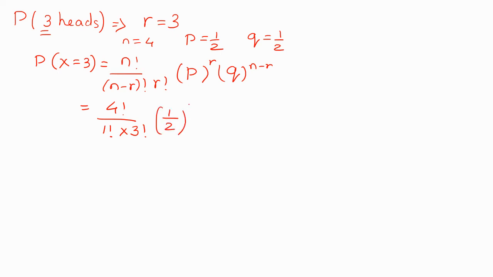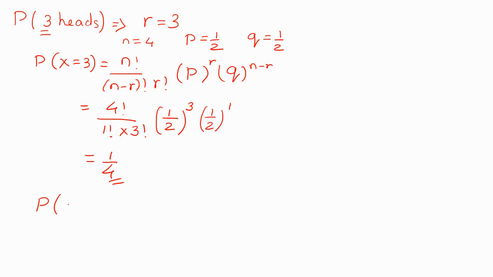Half raised to r, r is 3. And q raised to n minus r, that is half raised to 4 minus 3, that comes out to be 1, and this value will come back again to 1 by 4 if you solve this further. Okay, so these are the most common examples.